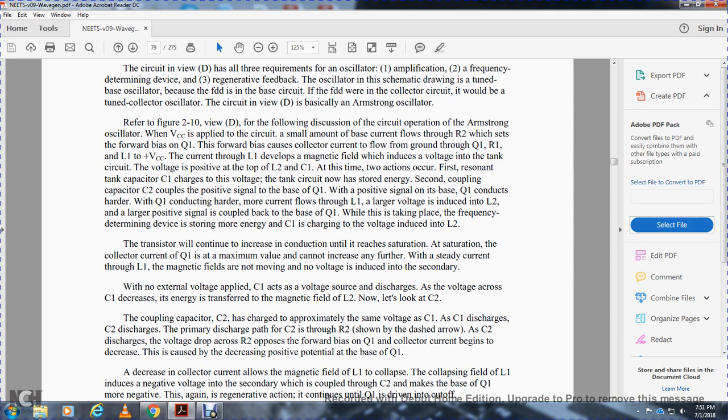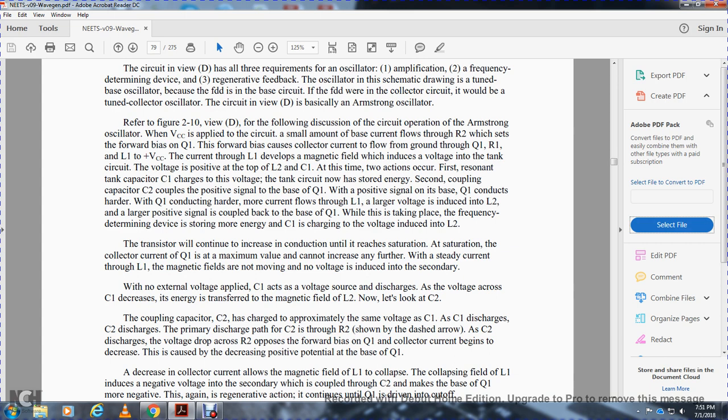At this time, two actions occur. First, the resonant tank circuit with capacitor 1 changes the charge of the tank circuit voltage, so energy is now stored. Second, the coupling capacitor 2 couples a positive signal to the base of transistor 1. A positive signal on the base makes transistor 1 conduct harder. The harder conduction increases the current flow through inductor 1. Inductive winding 1 then induces a larger voltage in winding 2. The large positive signal is coupled as feedback back to the base of transistor 1.